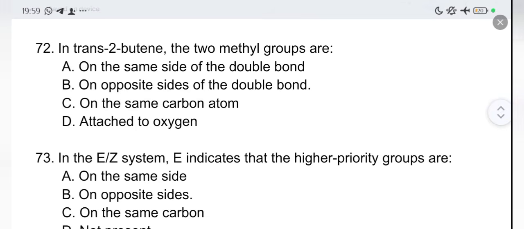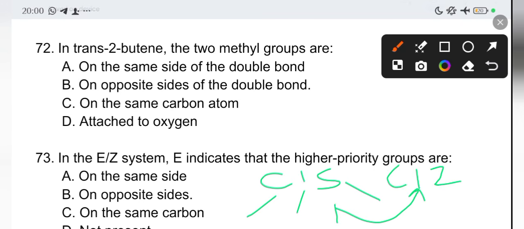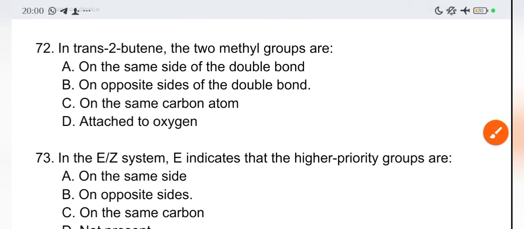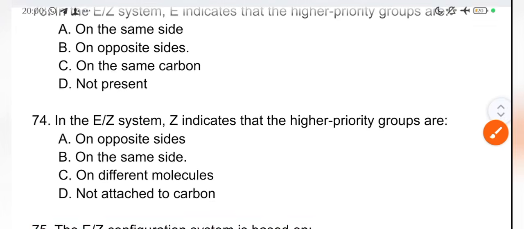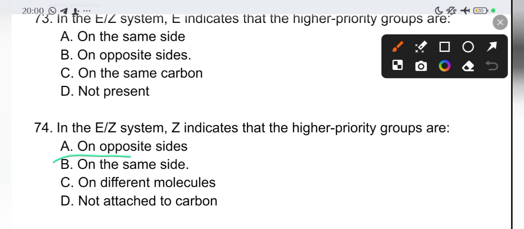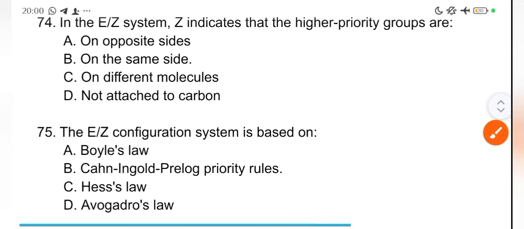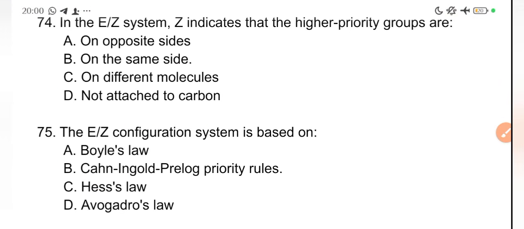This is what I use to remember: Cis is the same. That's the acronym. And in English, you can replace S with Z, UK and US standard. So Z is the same, E is different. Just know that. It's as simple as that. In the E-Z system, Z indicates that the high priority groups are on the same side. The E-Z configuration system is based on the Cahn-Ingold-Prelog priority rule.